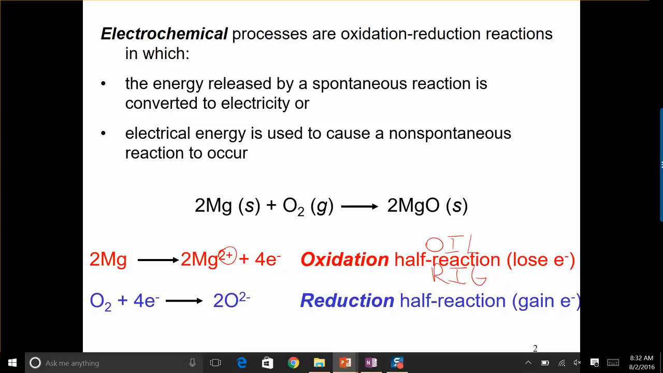These electrons here have to match. If I lose 4 electrons here, they are gained here. Okay? So when we break up these half reactions, in the end, the electrons have to be the same from the reduction reaction and the oxidation reaction. They both have to have the same number of electrons. Okay? The electrons need to be accounted for. They will always be accounted for. Okay, so this is reduction because I gained electrons.